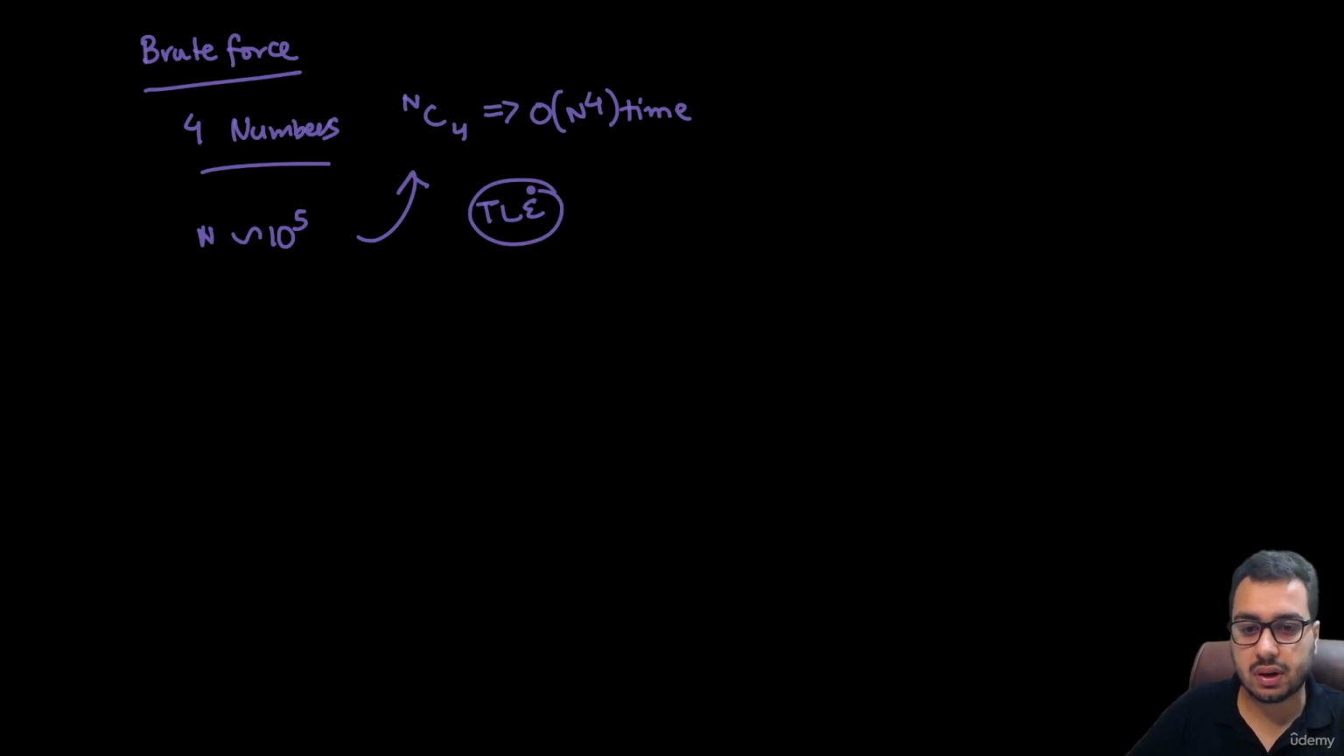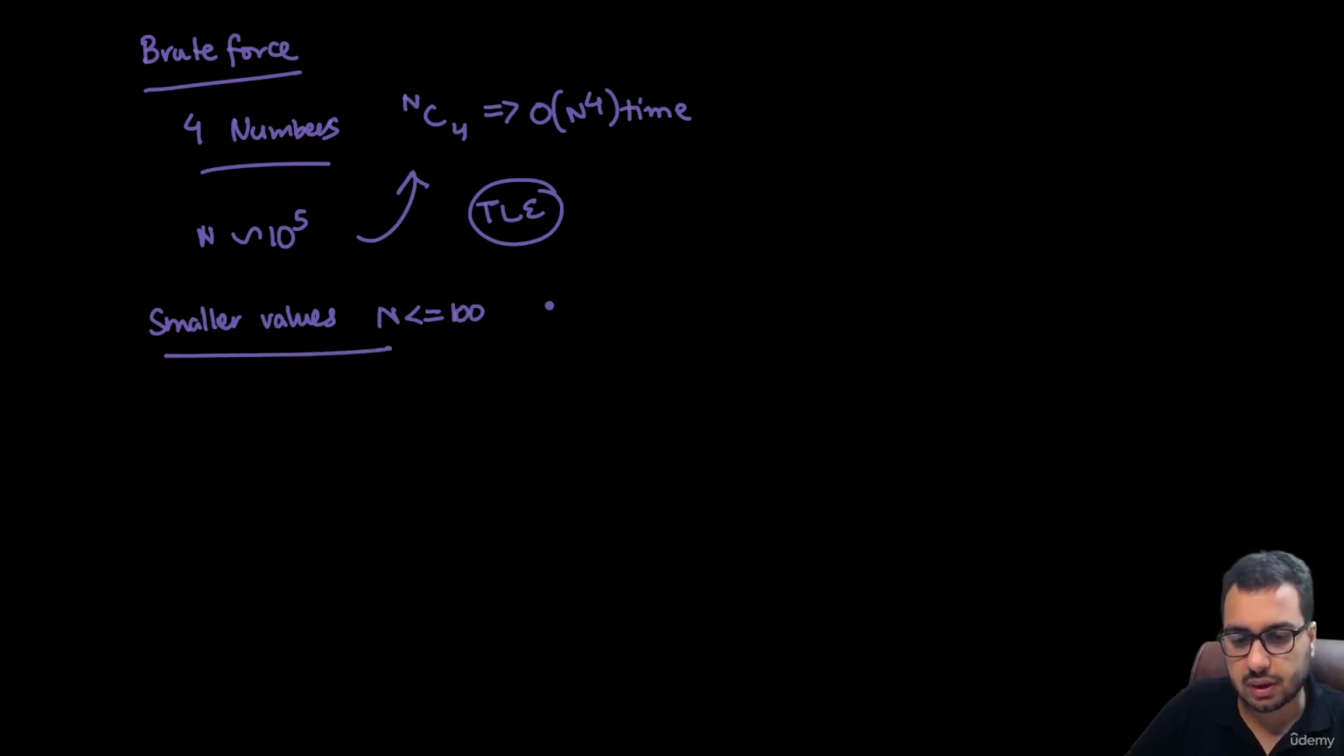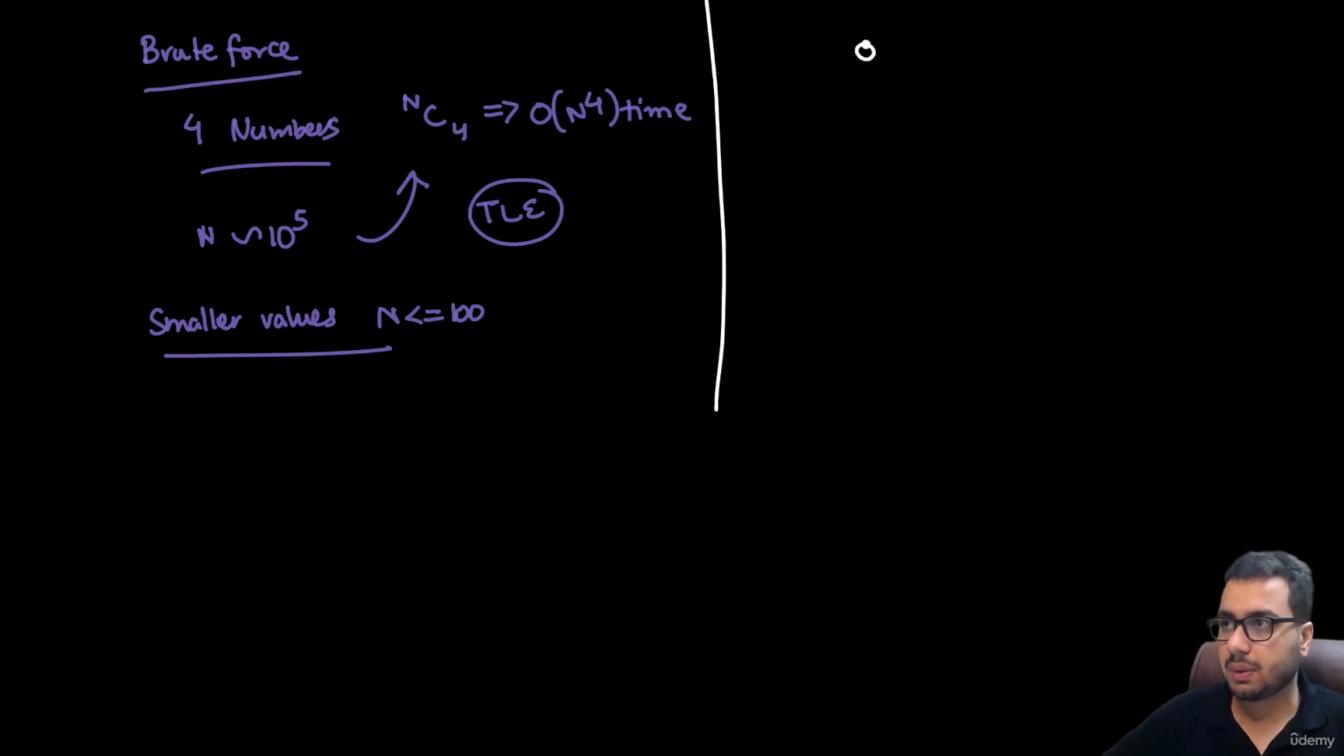The brute force will work for smaller values of n. For smaller values of n, let's say for n less than or equal to 100, the brute force will work, because doing n^4 would be of the order 10^8. Now let's see what optimizations we can add to our solution. How do we optimize our solution?